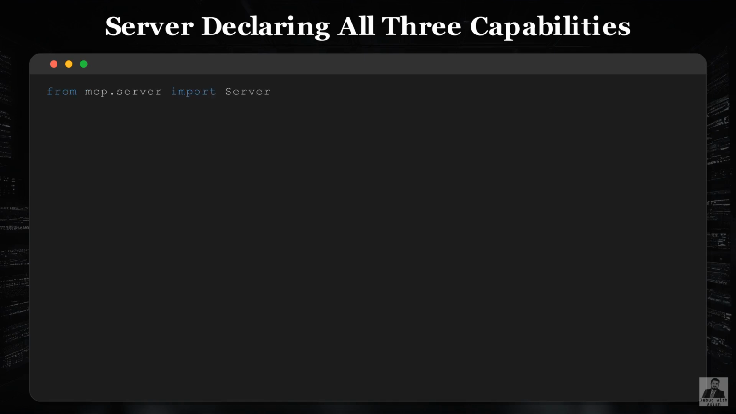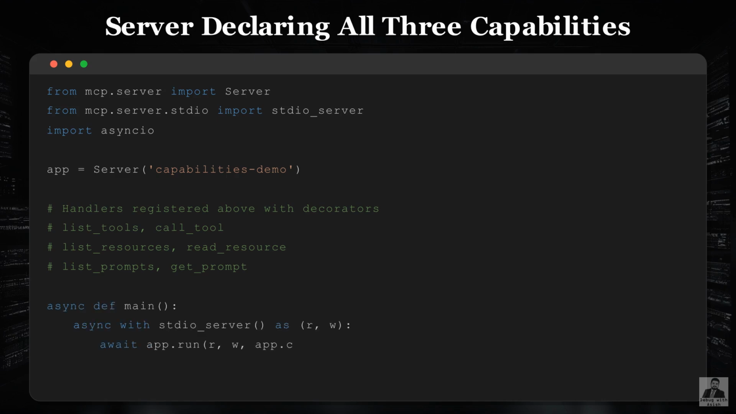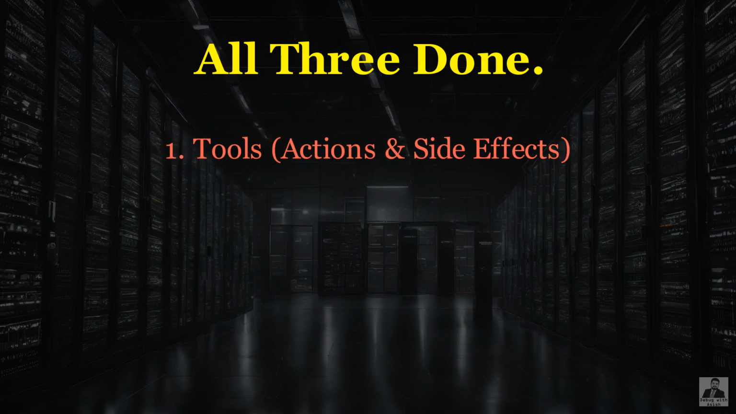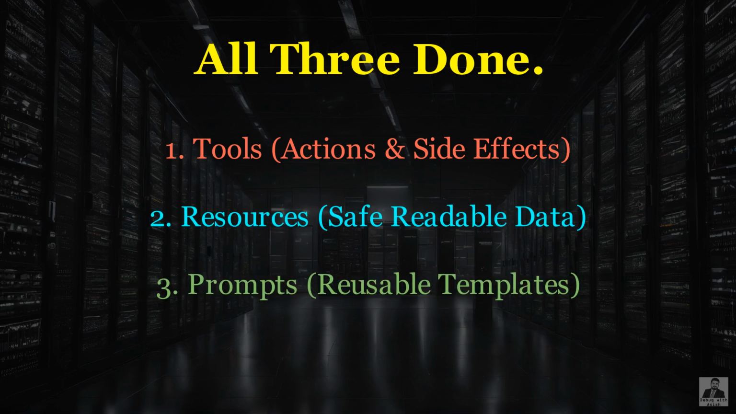The server structure is identical, regardless of how many capabilities you expose. All 6 handlers are registered with decorators on the same app instance. The initialization options generated by create_initialization_options automatically include all 3 capabilities in the capability negotiation handshake. The client sees tools, resources, and prompts all declared in the initialize response and knows to call all 3 list endpoints during setup. You now know how to implement all 3 MCP capability types: tools for actions with side effects, resources for safe readable data, and prompts for reusable conversation templates.